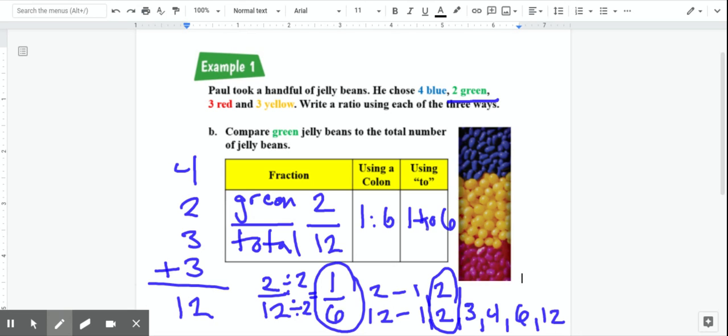Now, it's really important that when you are solving ratios to pay attention to which of these 3 forms is being asked. Now, in this situation, we were asked to give a fraction, colon, and use the word "to." But be careful. Some questions are going to ask you just for a fraction, some may ask you for a colon, and some may ask you for the word "to."